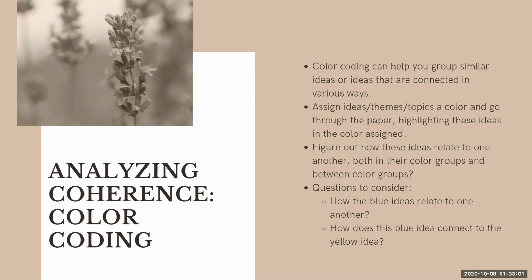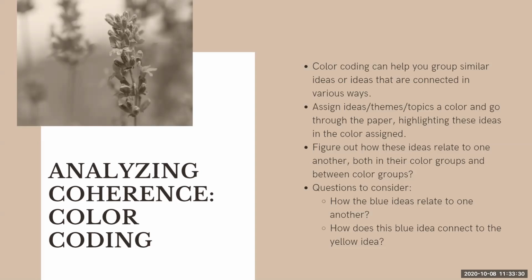So for example, if you are writing a paper on how student services contribute to student success, then you might want to assign a color to the Writing Support Center, and then you would assign another color to the Math Success Center, and then another color to the Learning Assistance Center.